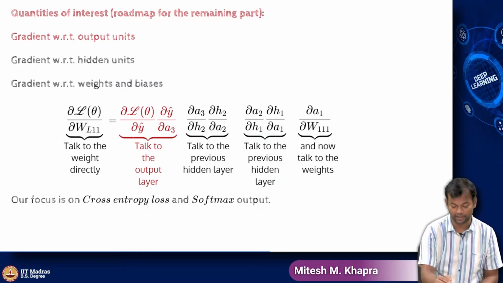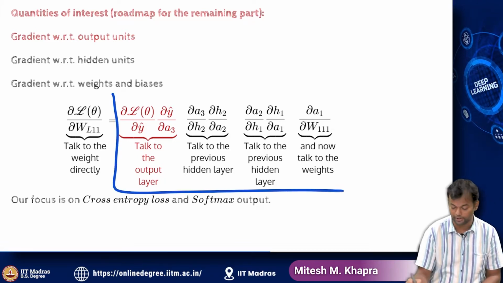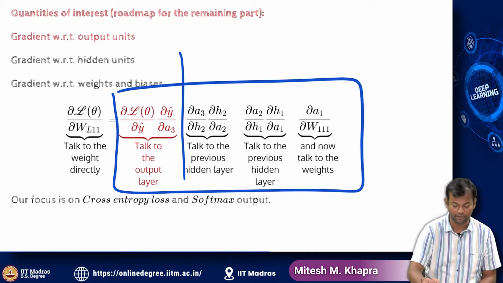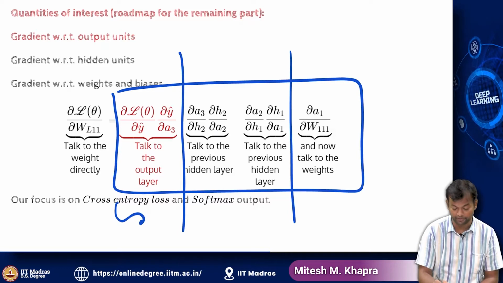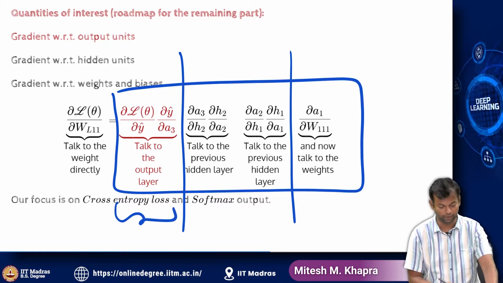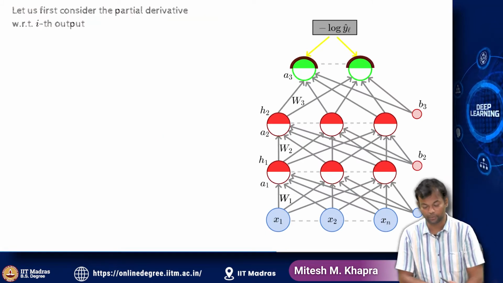We said that we are going to slowly talk to all stakeholders in the neural network, and we had divided this into three parts: talk to the output layer, talk to the hidden layers, and talk to the weights. So I'll start with the first part, which is talk to the output layer. Let's see what we mean by talk to the output layer.